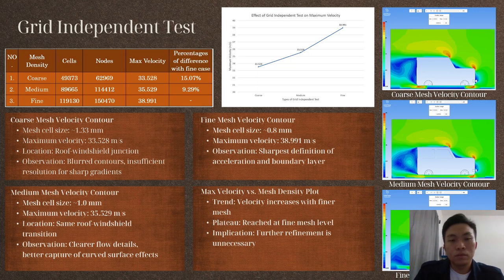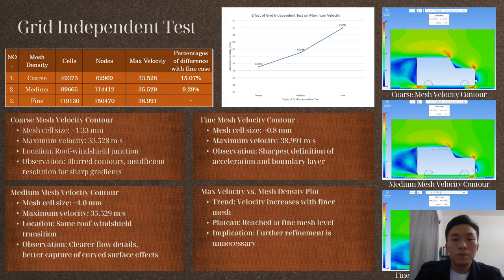And the third contour illustrates the velocity distribution with a fine mesh having a cell size of roughly 0.8 mm. The maximum velocity reaches 38.991 meters per second, providing the sharpest definition of flow acceleration and boundary layer behavior. Thus, the fine mesh effectively captures the detail for characteristic flow and confirms the inadequacy of the coarser meshes for accurate simulation.